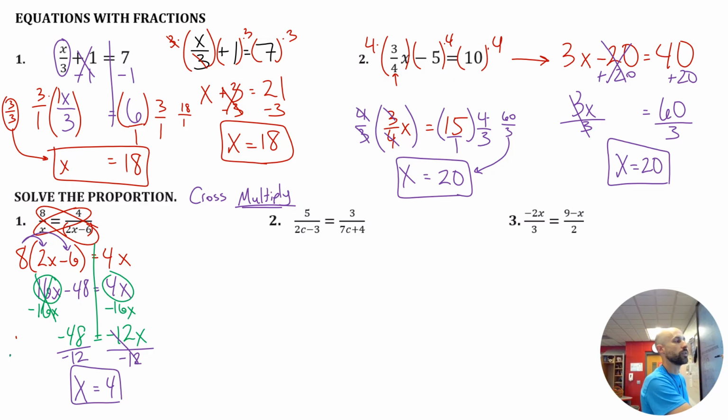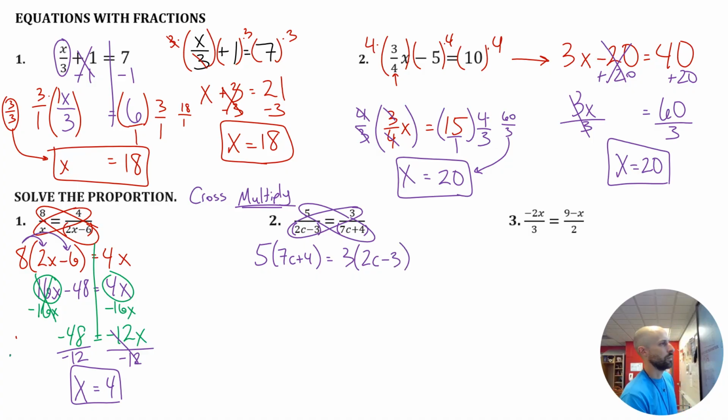Number 2, again, in each of those fractions I see the denominators need to be grouped. So that helps me remember that when I cross multiply, I need to distribute to each of those parentheses. And so there's the cross product. Now I need to actually do the multiplying. So 35c plus 20 equals 6c minus 9.